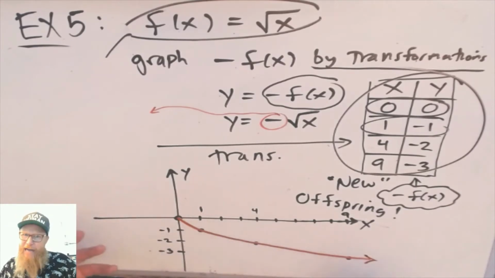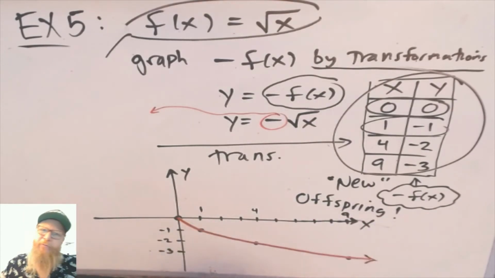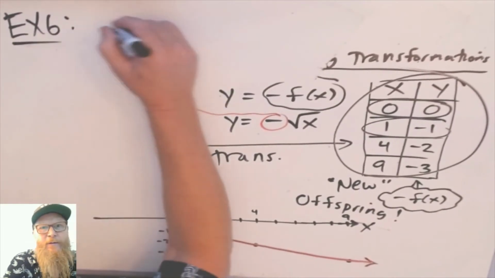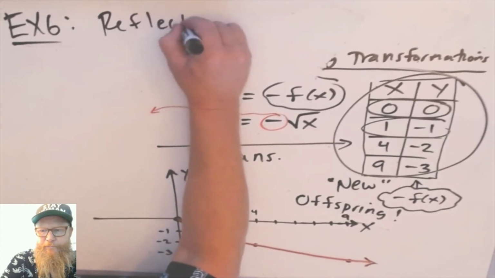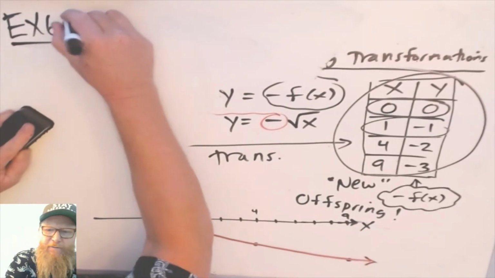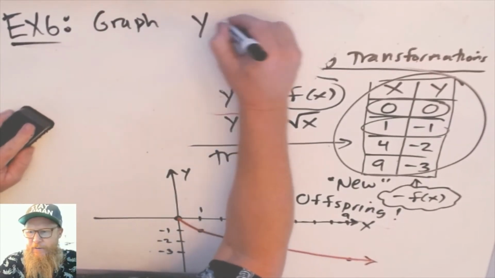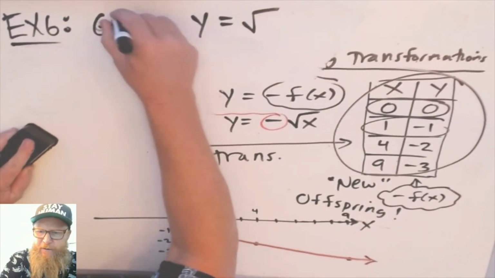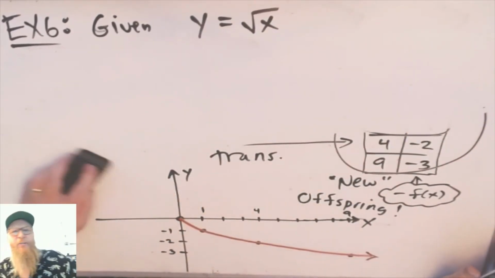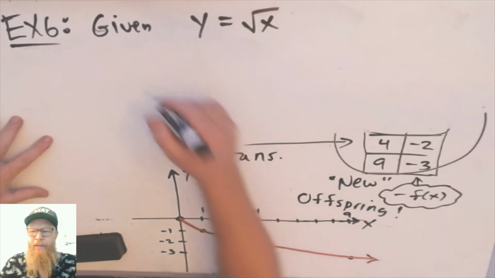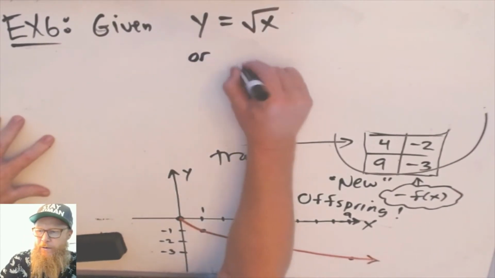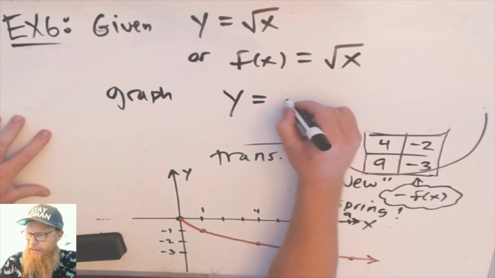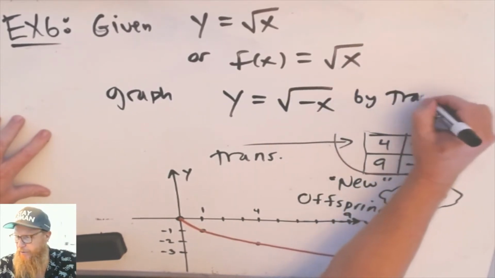Well, if we can reflect over the x-axis, then we should also be able to reflect over the y-axis. So, given y equals the square root of x, so that's your mother function. I'm really going to beat this one up a little bit here. Or f of x equals negative square root of x, graph y equals square root of negative x by transformations.